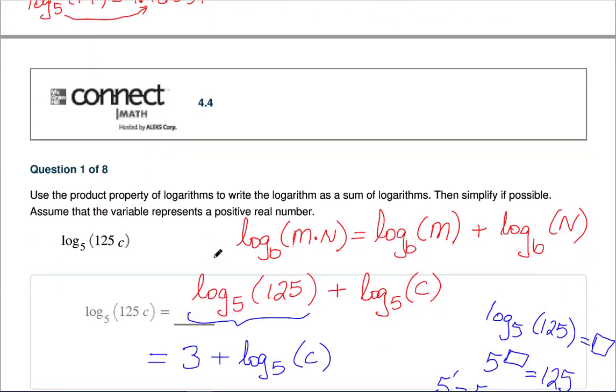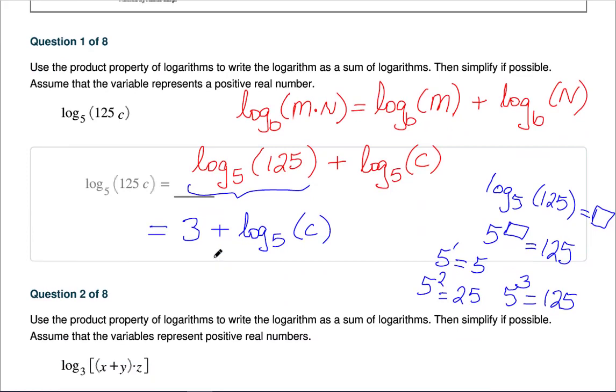All right, let's look at some homework properties. Question 1. We have log 5 of 125 multiplied, that's a multiplication here, times c. Well, I just need to expand it. Log b of a product goes to a sum. So log 5 of 125 times c is log 5 of 125 plus log 5 of c.